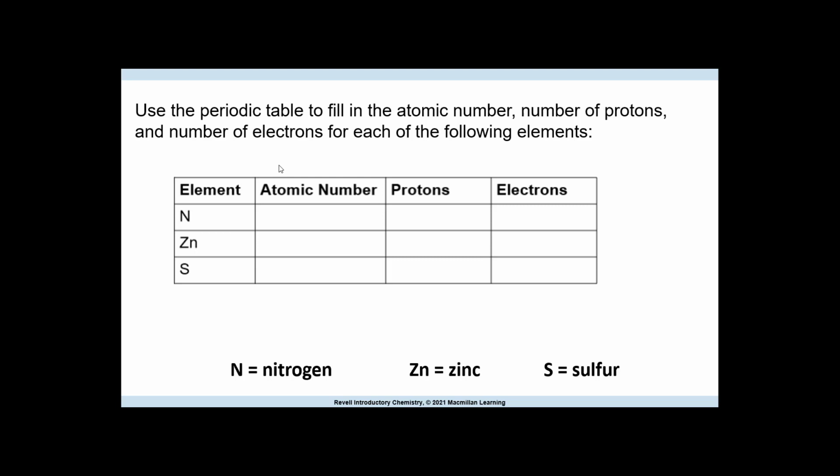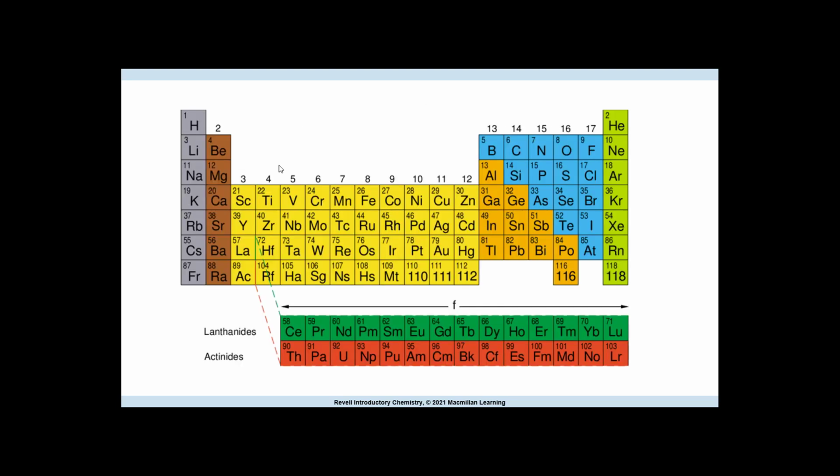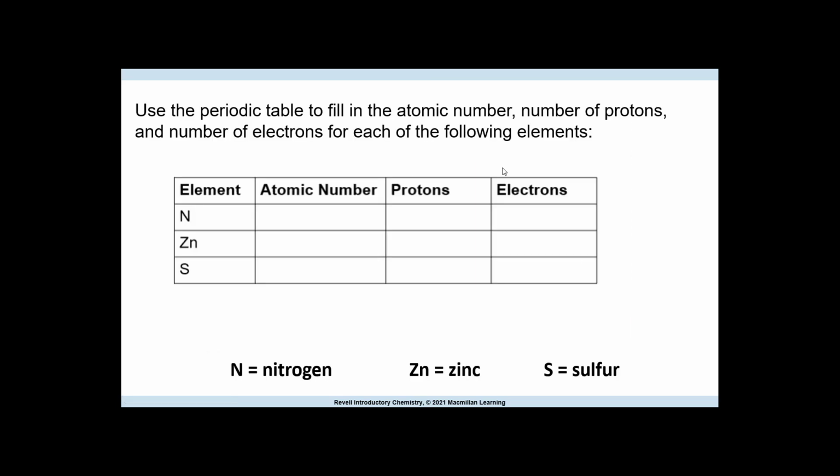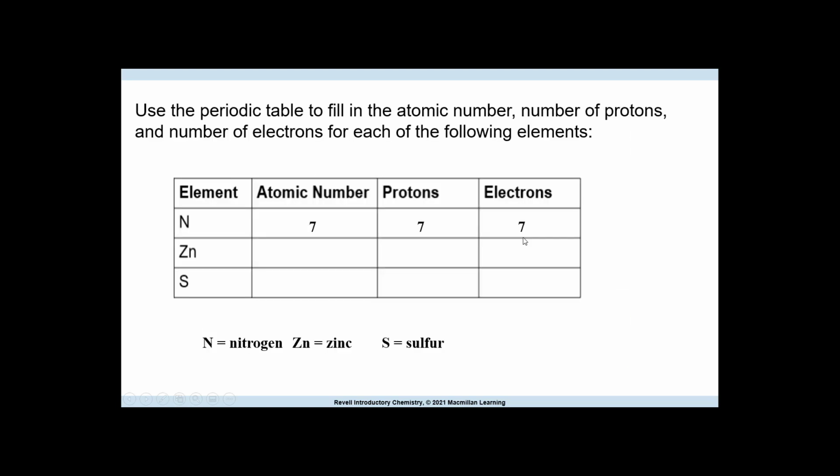So if I have N, nitrogen, what do I do? The first thing I do is find it on the periodic table, and here it is, over here. So it has an atomic number of 7. So I would write 7 here. That means that I also have 7 protons, and I also have 7 electrons, because we're dealing with a neutral atom.